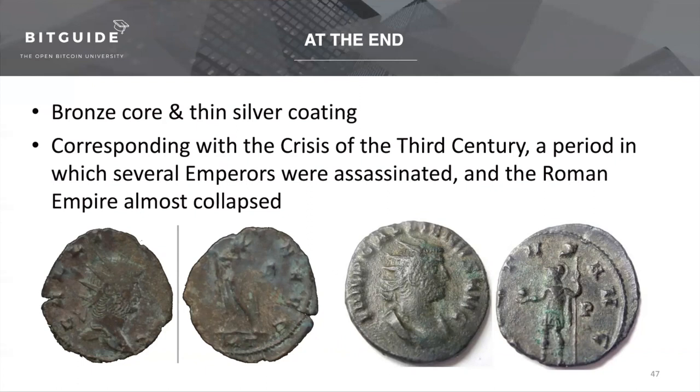And this significant period of debasement also corresponded with the crisis of the 3rd century, a period in which several emperors were assassinated and the Roman Empire almost collapsed. So internal economic problems and the downfall of empires are generally accompanied by debasement of the money.